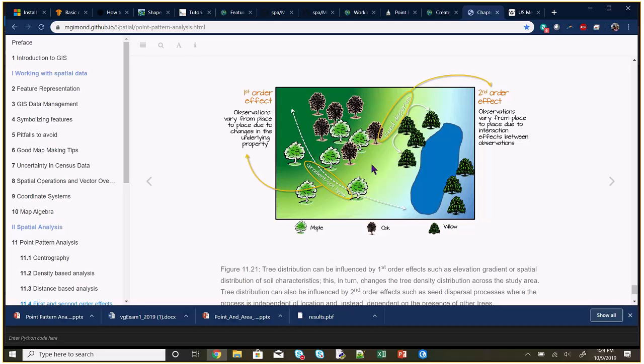We could say, oh well, the average distance to water for willows is 5 meters. The average distance to maples is 20 meters, and the average distance of oak trees to water is 22 meters, something like that. But that would involve running the near tool and then running the dissolve.